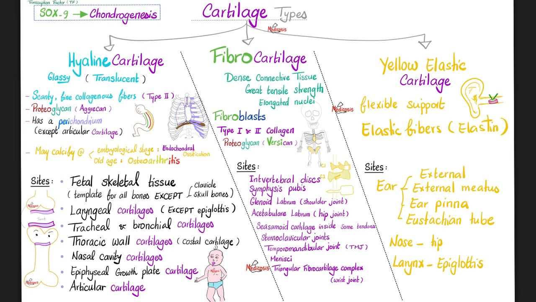The second type of cartilage is fibrocartilage. To make it easy, think of fibrocartilage as in the midline. What do we have in the midline? There is the vertebral column. Oh, so you need intervertebral discs. In the midline, they are made of fibrocartilage.